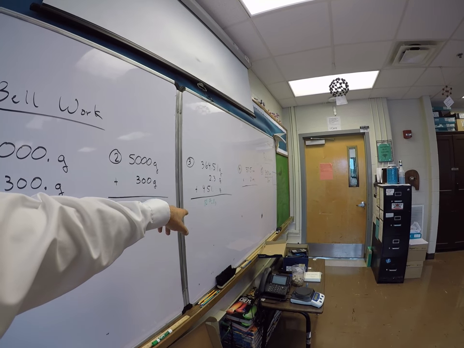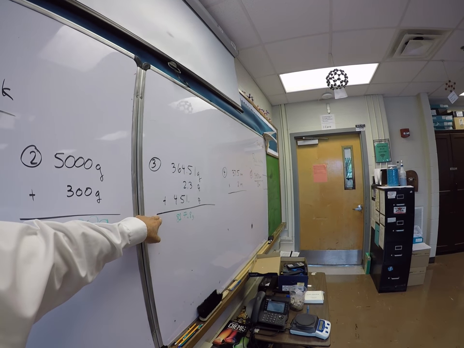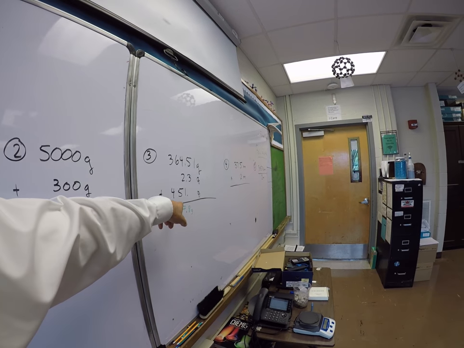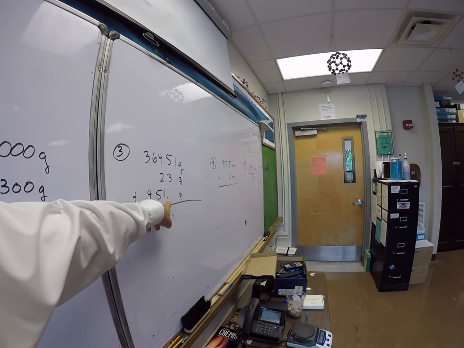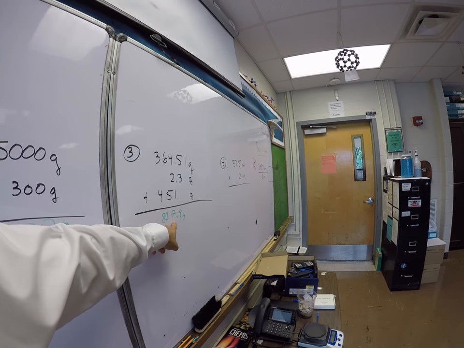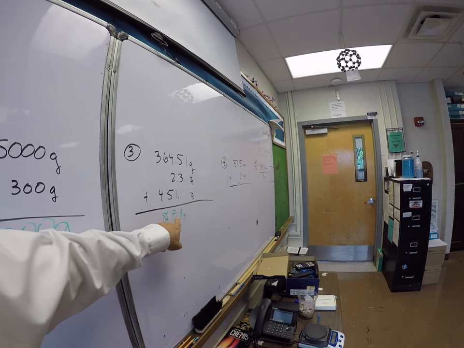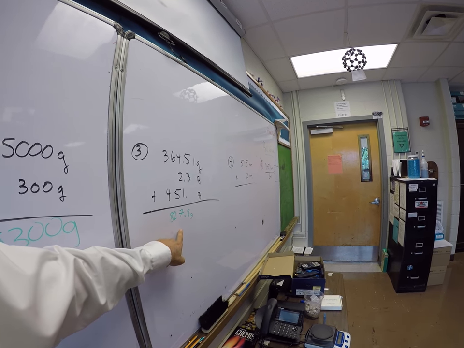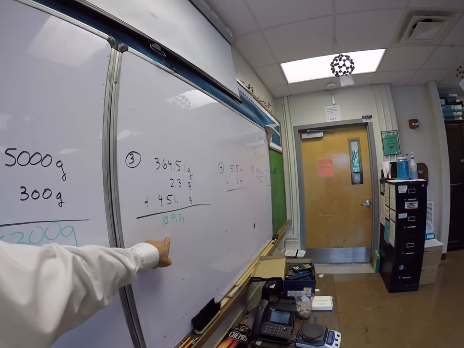Here, did Simon do this? Yeah. You've got none past the decimal right here. So you're going to round to 818. So this should be 818.